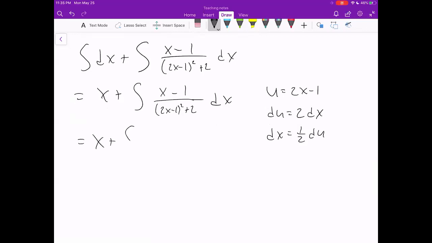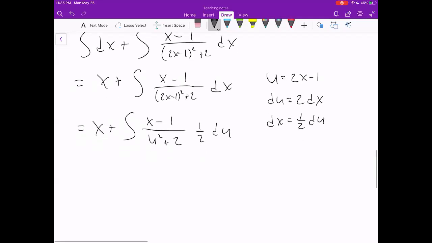So x plus the integral, x minus 1, can't really do anything with that yet. We can hope it cancels out, but we're going to see that it doesn't. 2x minus 1 is u, so u squared plus 2. dx is 1/2 du. Okay, problem is I've done the u substitution, but I still have an x floating around. So what I can do is use my u substitution, and in this case, I can solve it for x. I get x is equal to u plus 1 over 2.